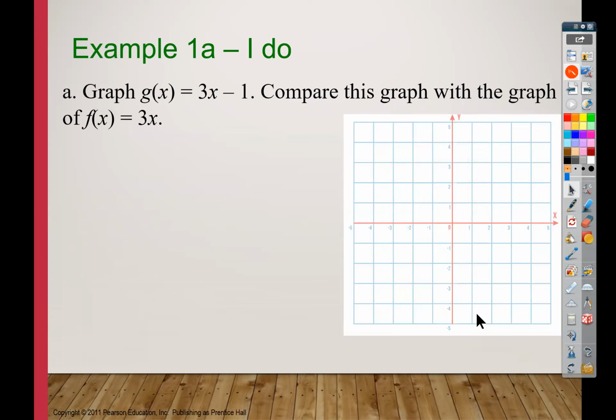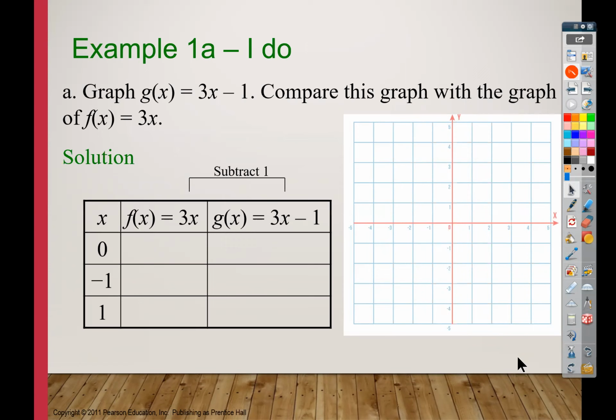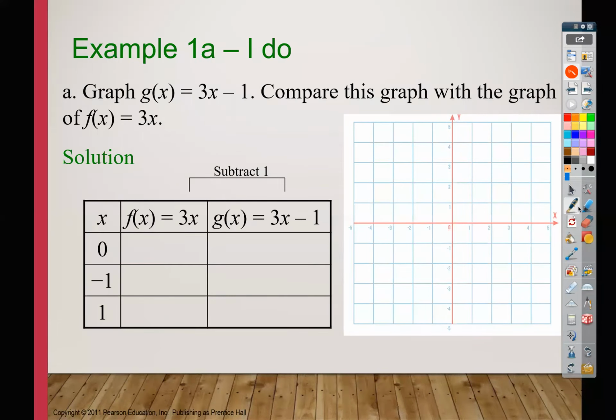So A, it says graph g of x, it's just the name of a function. Graph g of x equals 3x minus 1. Compare this with the graph of f of x equals 3x. Okay, so to do these, for right now, we're going to use a table. We are going to plug in all these numbers for x into 3 times x.